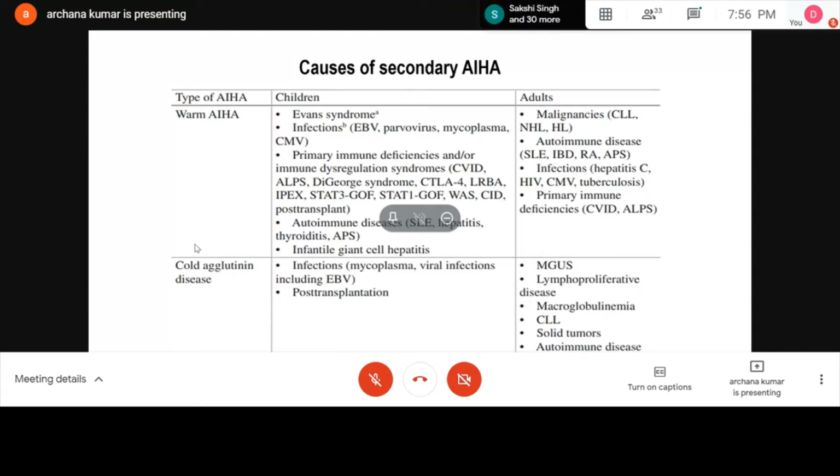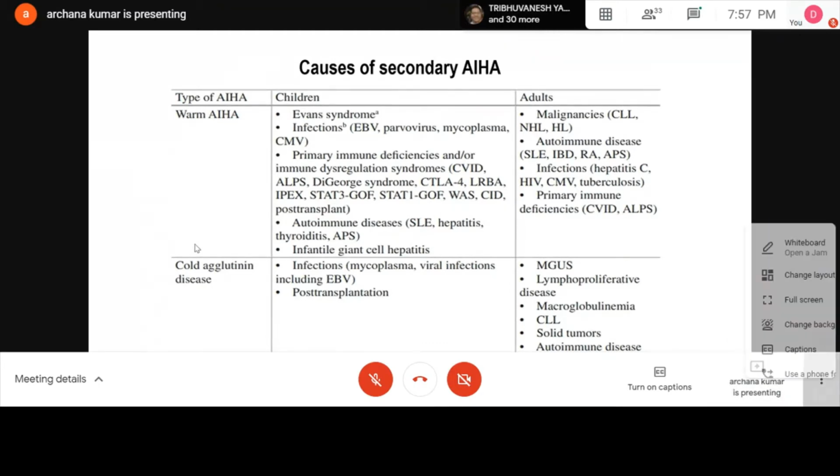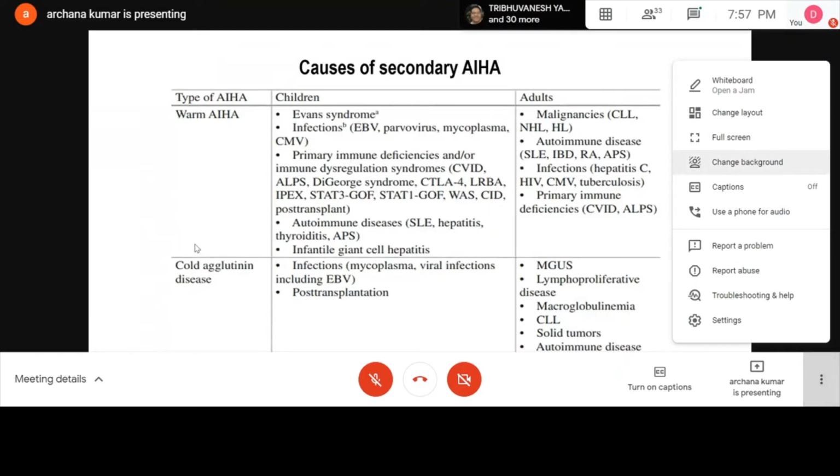So gradually, as we are diagnosing more and more infections, we are shifting more from primary to secondary causes. Once you diagnose the infection, then it becomes a secondary autoimmune hemolytic anemia. So for secondary autoimmune hemolytic anemia, what are the causes? For the warm type of AIHA, the most common is Evans syndrome.